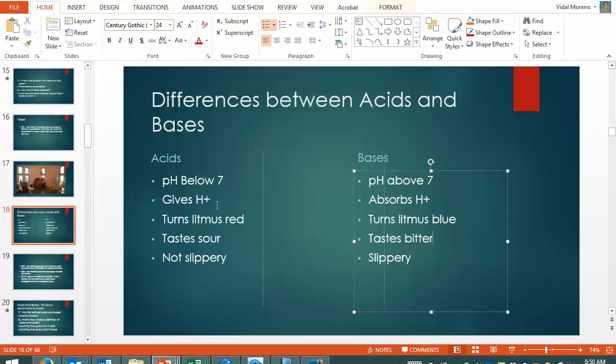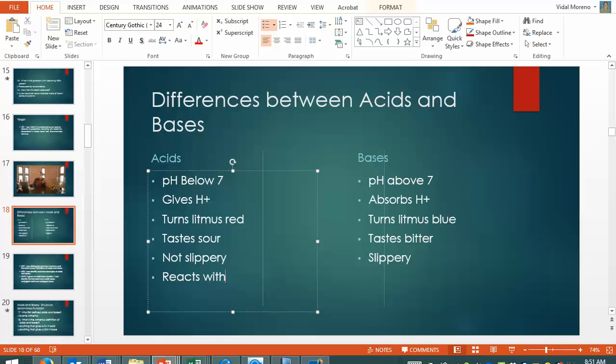There is an indicator. Turns red in an acid. And the litmus indicator, it's a chemical that indicates, changes color in acids and bases, turns blue for a base. Tastes sour for an acid, tastes bitter for a base. Slippery, feels slick.